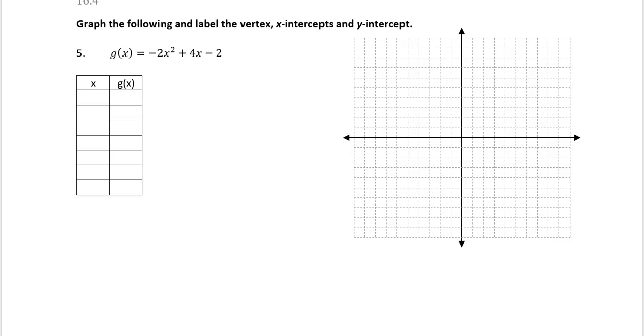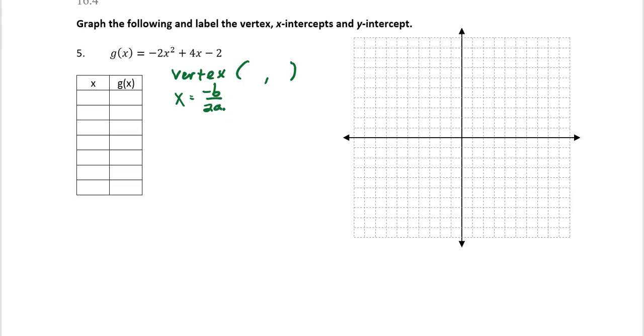Problem 5, the quadratic that we need to graph is g of x equals negative 2x squared plus 4x minus 2. The first thing we want to do is find our vertex. Our vertex is an ordered pair, so I like to always start off by writing an ordered pair. And I know that my x value always comes from the formula negative b over 2a.